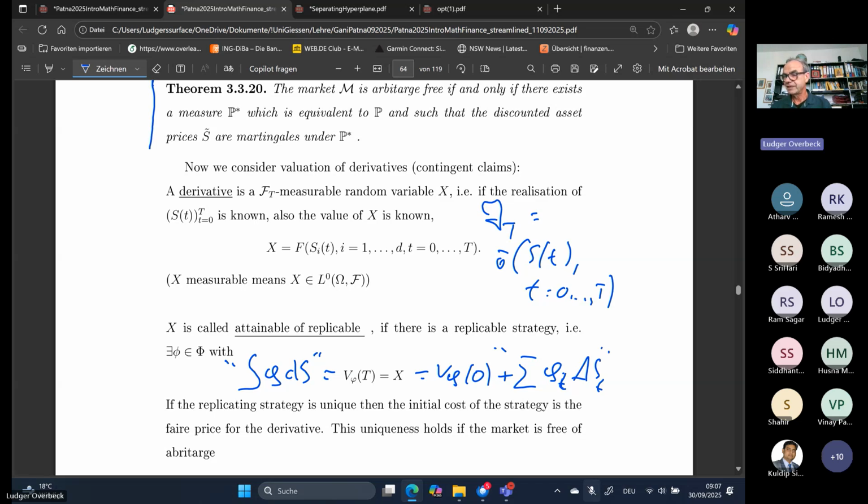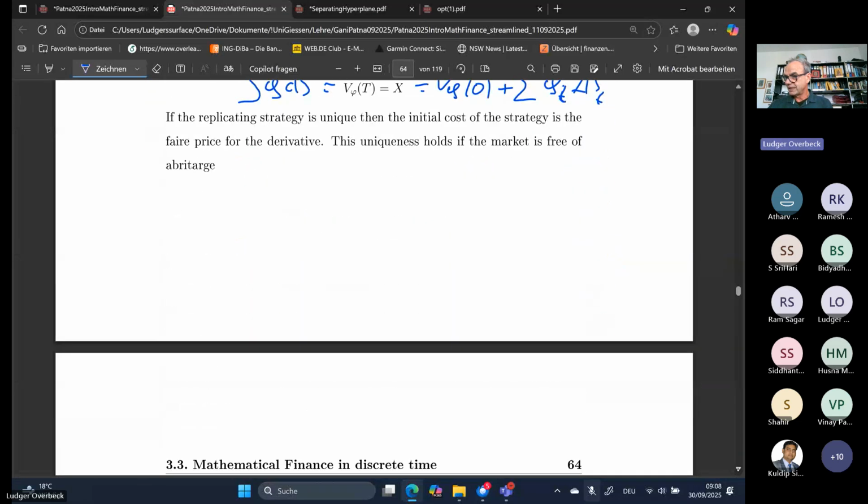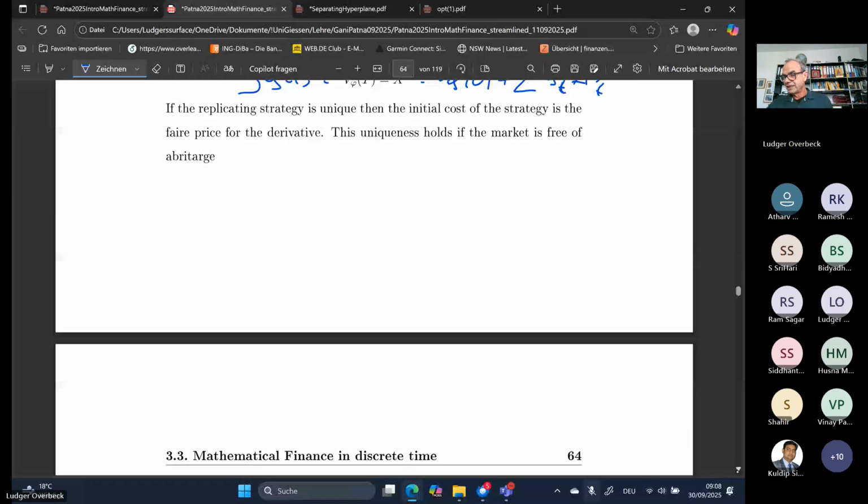Of course, if this is replicable, then the risk neutral price is the initial value of the trading strategy, which is always the same because it is deterministic. Today, everything is deterministic. It doesn't depend on the measure you have chosen. And if it's arbitrage free, then the unique price of an attainable claim is always the same.